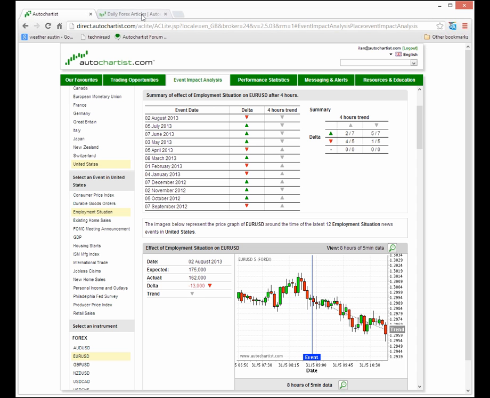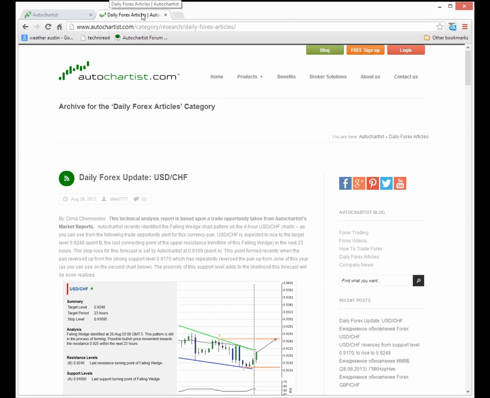And we can see that 5 out of 7 times when the delta was positive, the 4-hour trend was negative. Similarly, 4 out of 5 times when the delta was negative, the 4-hourly trend was positive.